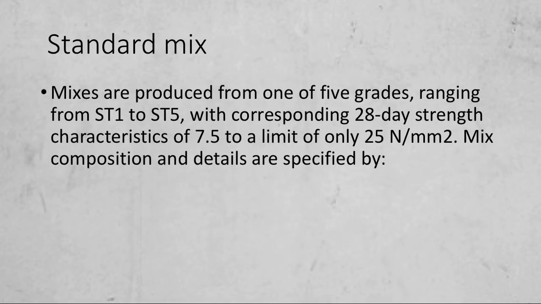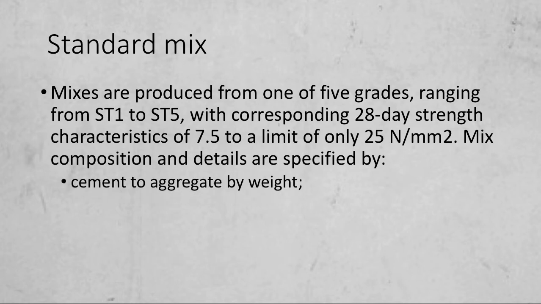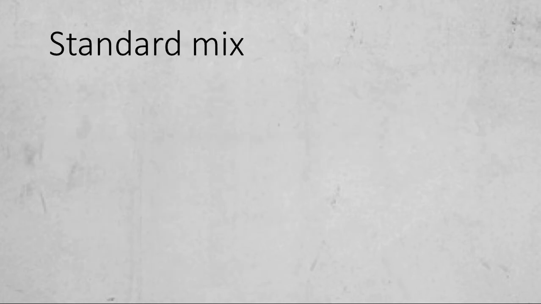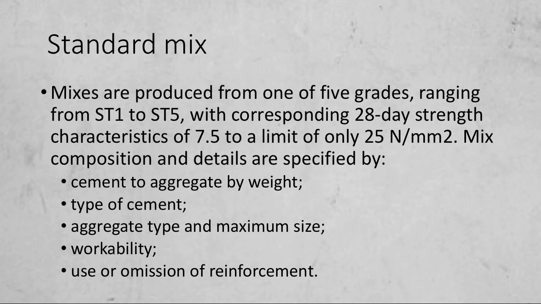Standard mix now. Mixes are produced from 1 to 5 grades, ranging from ST1 to ST5, ST being standard, with corresponding 28-day strength characteristics of 7.5 to a limit of only 25 Newton per millimeter square. Mix composition and details are specified by cement to aggregate by weight, type of cement again, aggregate type and maximum size, workability, use or omission of reinforcement. That speaks to things like mild steel bars, in other words, the steel we add to our blocks, or when we build houses. That's what they call reinforcement.